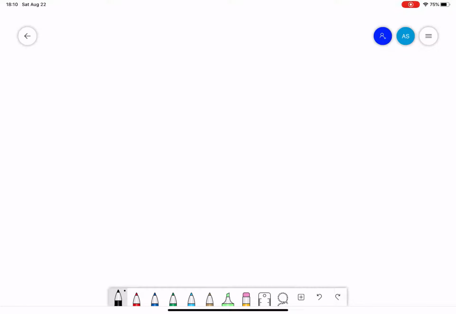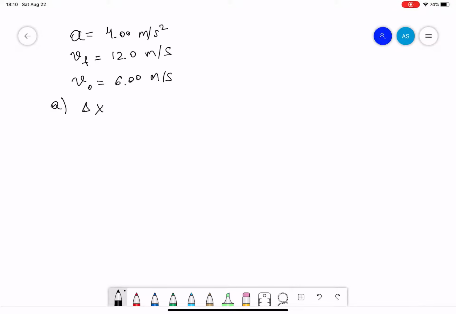Okay, so the given values are the acceleration, which is equal to 4 meters per second squared. Then we have the final velocity, which is 12 meters per second. And the initial velocity is 6 meters per second. Then we have to find the displacement, so in part A we have to find delta x, and in part B we have to find the total distance.